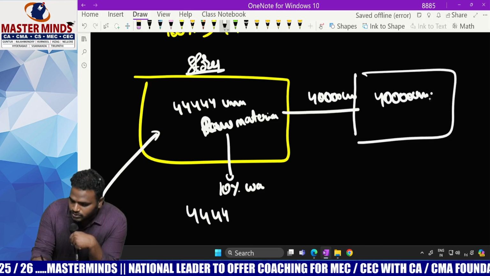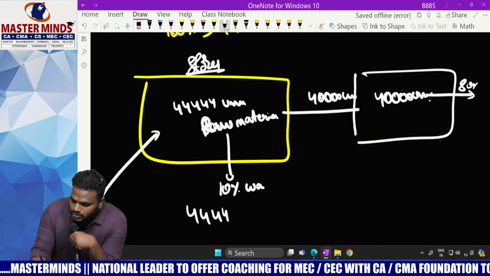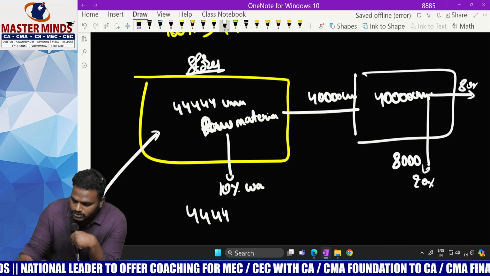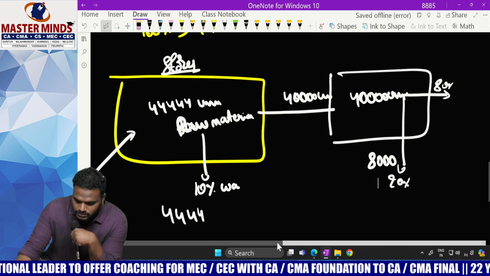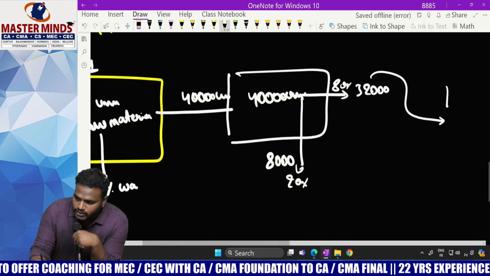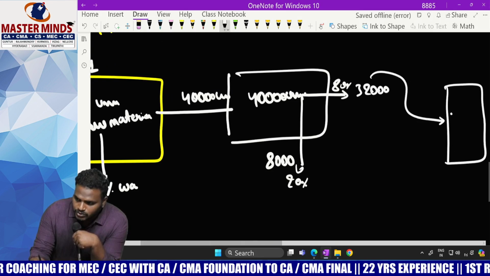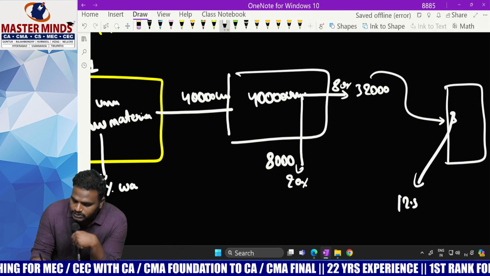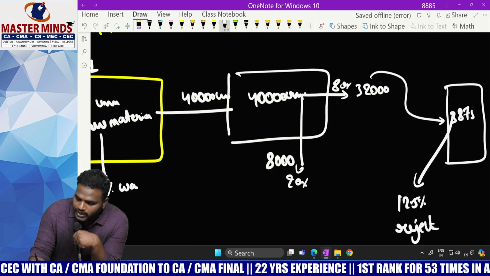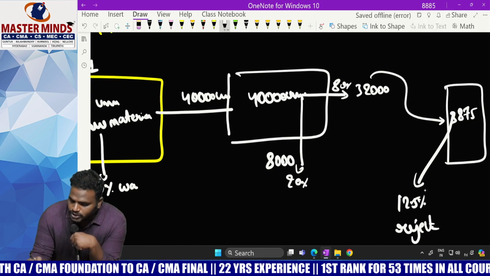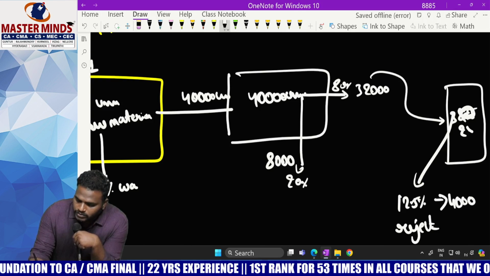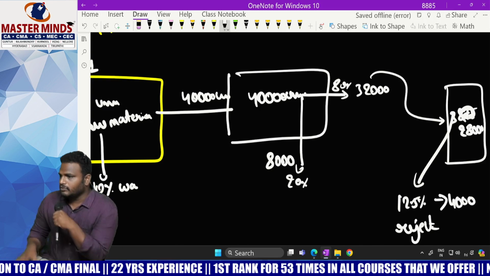In these 40,000 units produced, 80% is good, 20% is bad. 40,000 into 20%, how much? 8,000. 80% is good means how much? 32,000. Now these 32,000 went to the market, and of these 32,000, 12.5% of customers reject my product, and the remaining 87.5% accept my product. 32,000 into 12.5%, how much? And how many accept my product? Now is it easy or difficult?